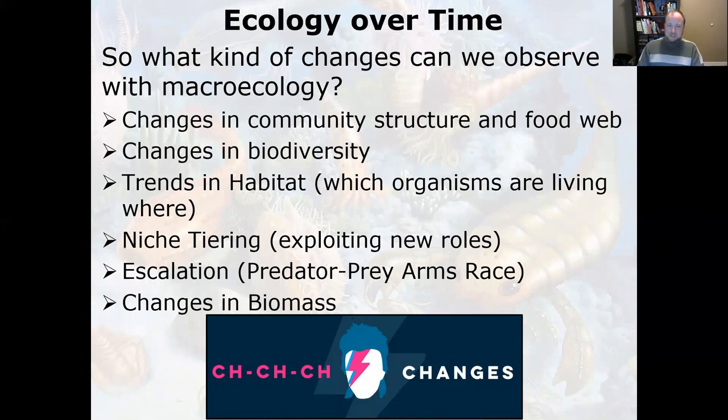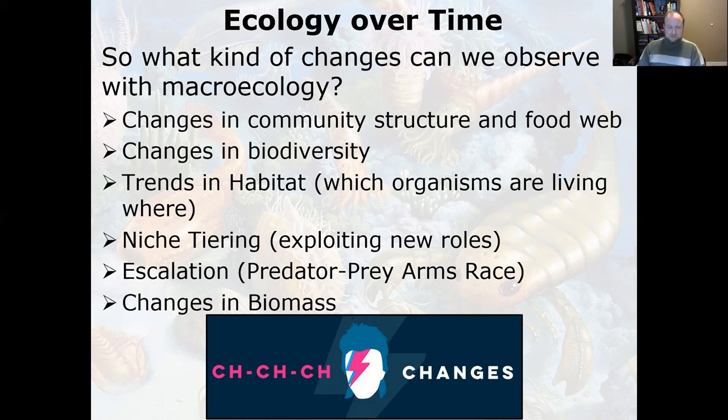What kind of changes do we observe with macroecology, or evolutionary paleoecology, if you'd like to use that term? One thing we see is changes in the community structure, and changes in the way that the food web is arranged. In modern environments, you see apex predators up at the top and then the broad base. We talked about some of those caveats last time, but we've sort of assumed that's the way it's always been through time, and mostly it has, but the details have definitely changed. There are definitely differences. So what are those differences and how do they manifest themselves over time?